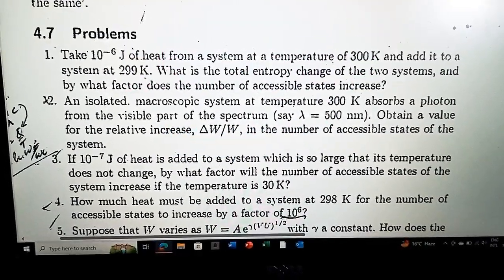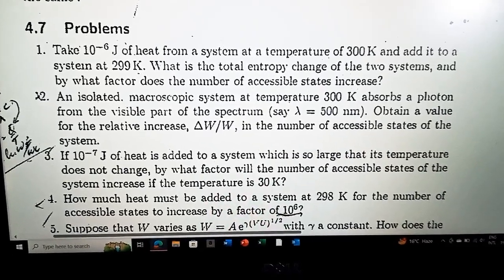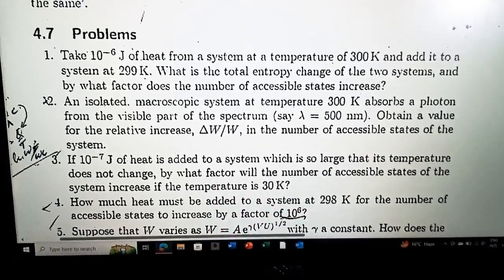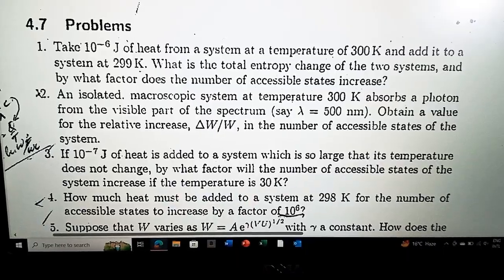In this video, we'll be solving problem 2 from chapter 4 of Introduction to Statistical Mechanics by Roger Paule. Let's see the problem statement and we'll dive directly into the solution.